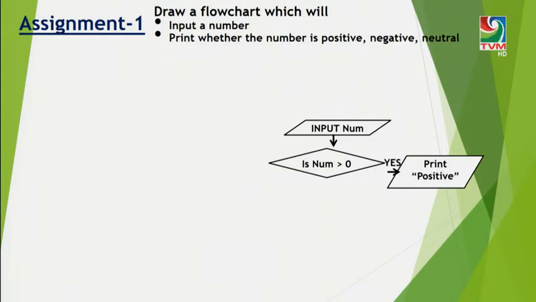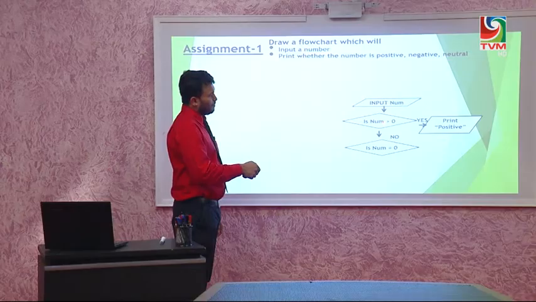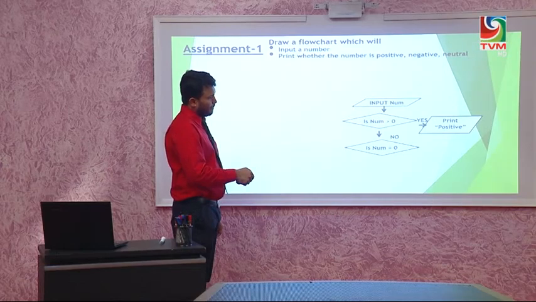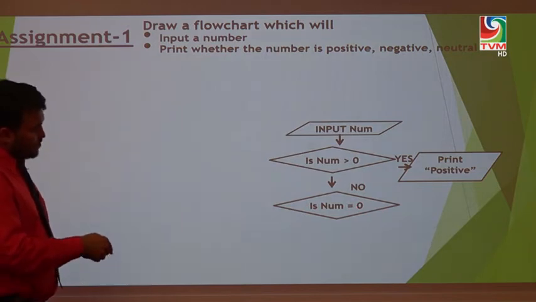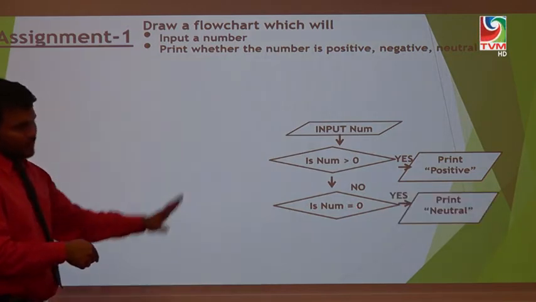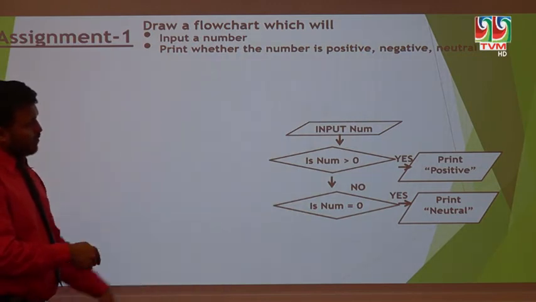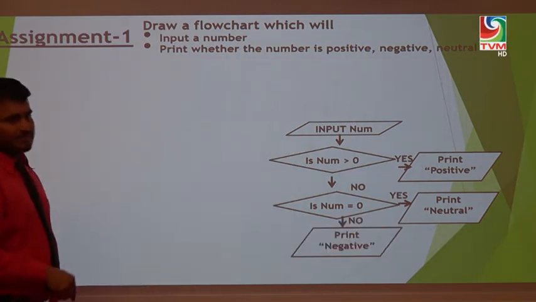So it is positive. Think you input minus 2. First it will check here, is minus 2 greater than 0? No. It will go here. Again here, is minus 2 equal to 0? No. If minus 2 were equal to 0, it would say neutral number. Minus 2 equal to 0 is no, so it will say negative.